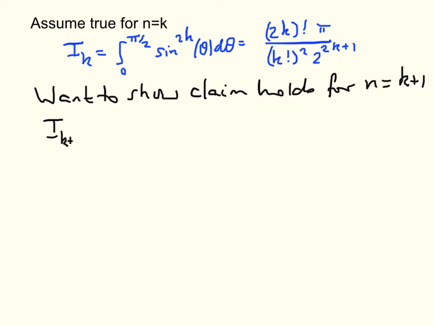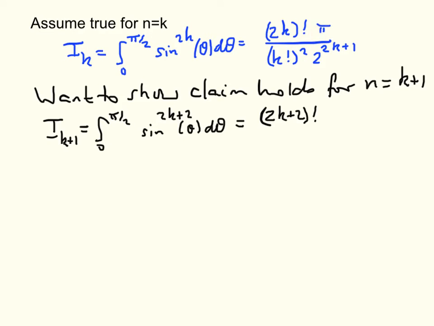So I_{k+1}, the thing we want to prove, is the integral from 0 to pi over 2 of sine of 2 times k plus 1, so that's 2k plus 2, of theta with respect to theta. That's what the integral is, replacing the label by k plus 1. And we want to show that this is (2k+2)! times pi. Pi is the same always. And on the bottom, where we had k factorial squared, we have (k+1)! all squared, and then we have 2 to the 2 times, and now k is replaced by k plus 1, so it's 2k plus 2 plus this 1, so we have 2 to the 2k plus 3.